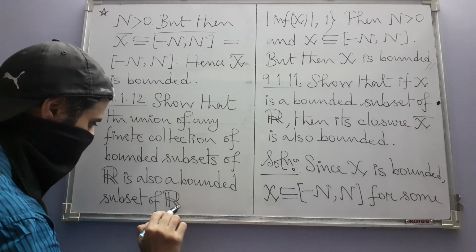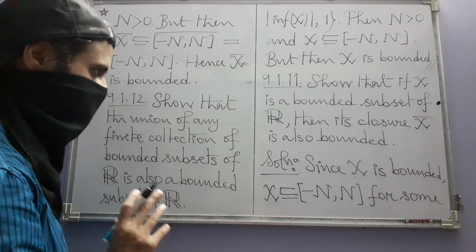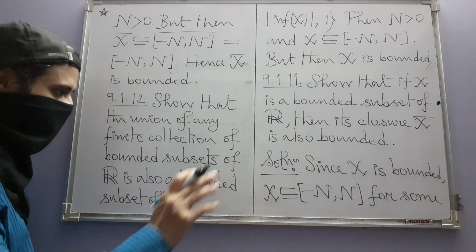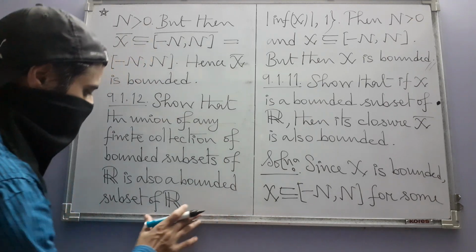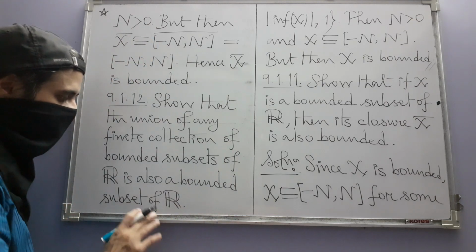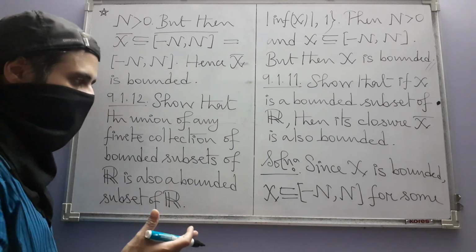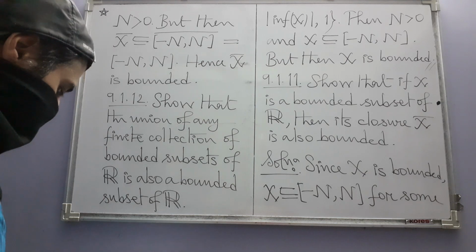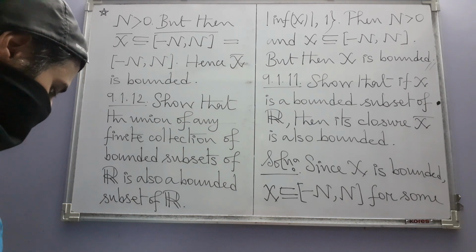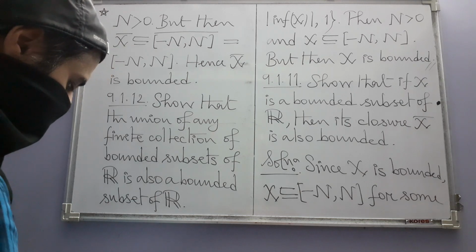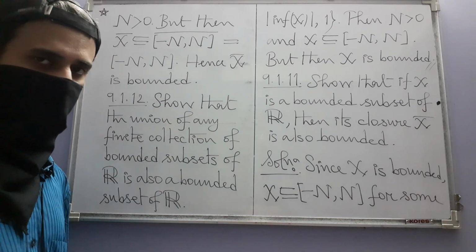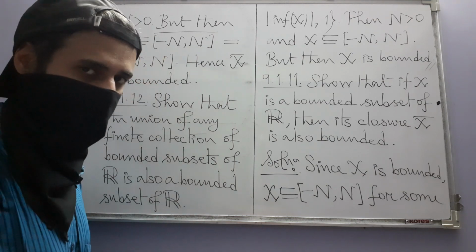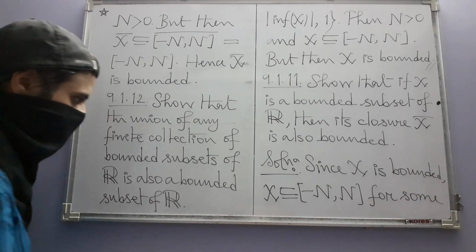That means if you consider finitely many bounded subsets of R, no matter how many, it can be thousands, millions, billions, it does not matter. And if you take their union, then no matter how large the union is, it will still be a bounded subset. And is this conclusion still true if one takes an infinite collection of bounded subsets? That is, if the cardinality of the collection is changed from finite to infinite, then is the same thing true? It's not true.